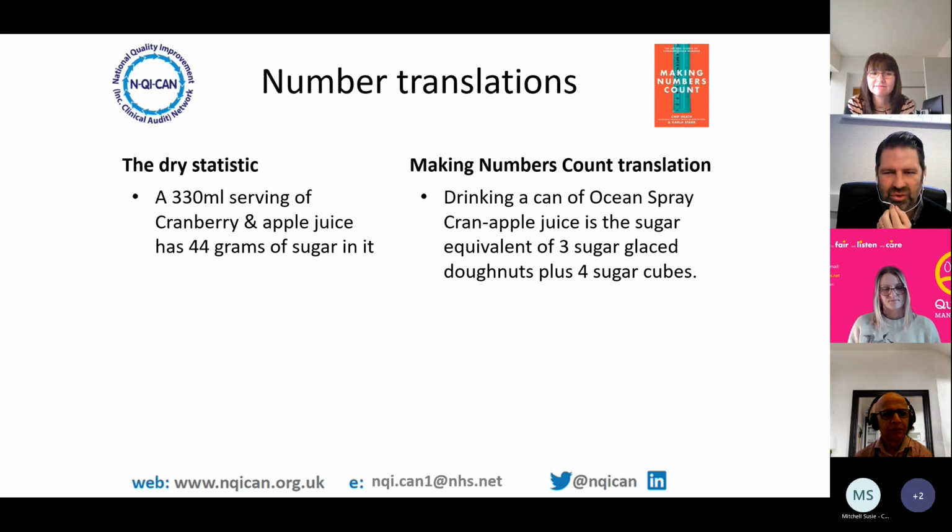that had 44 grams of sugar in it. So that's all well and good. That probably doesn't mean a lot to many of us, apart from if we've been dieting. But the way the book translated that into something meaningful was saying drinking a can of that juice is the equivalent of eating 3 sugared donuts and 4 sugar cubes, which certainly makes you sit up and notice to think, blimey, there's a lot of sugar in that drink, isn't there?